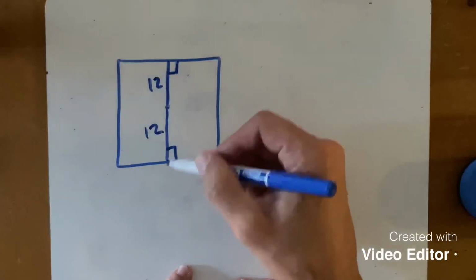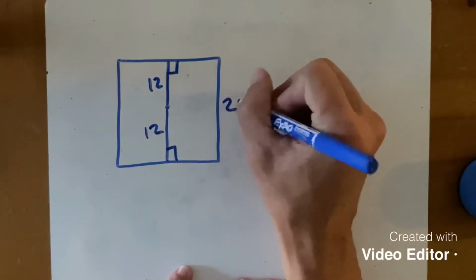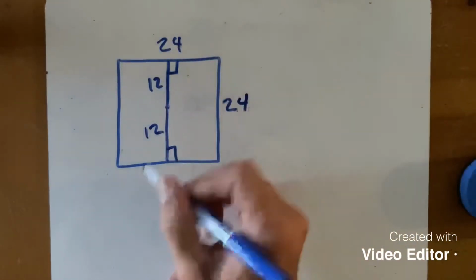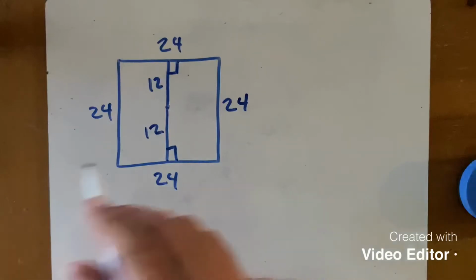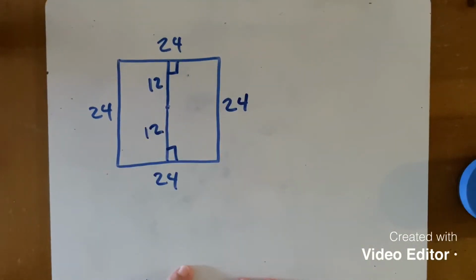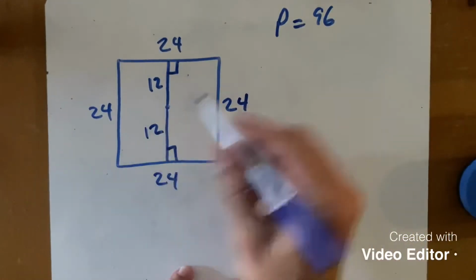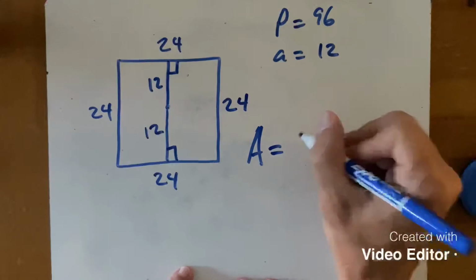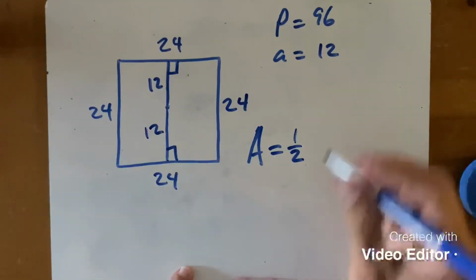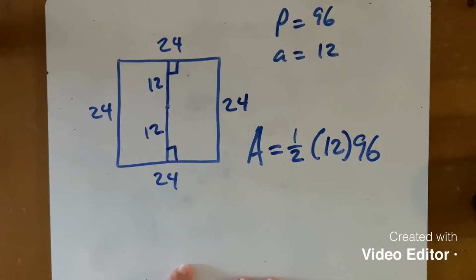Now, as you can see, the full length of one of the sides of the square is just 12 plus 12, or 24. And since all the sides are the same, they're all 24. So for the perimeter, I'm going to add 24 up 4 times, so 24 times 4 gives me a perimeter of 96. It gave me the apothem, and that is equal to 12. So plug that into your area formula, 1/2 times 12 times 96. Now, I could also do the area of a square.